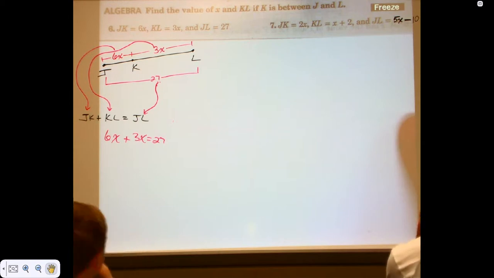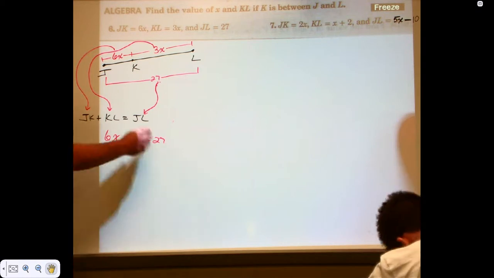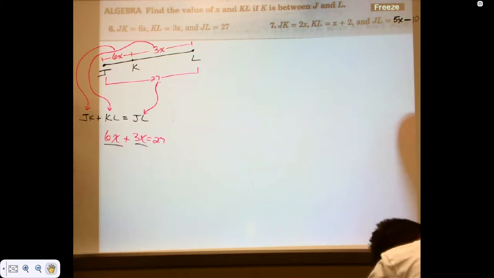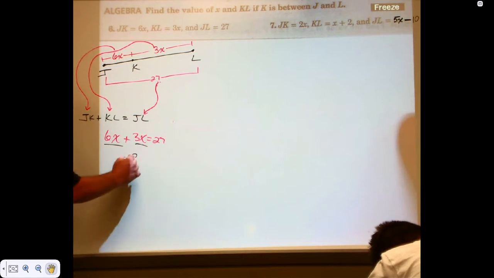Is this a hard equation to solve? Solve the equation. The reason they have the equation is because they wanted you to solve it. If it looks kind of odd, there's probably some simplifying to do. Is there some simplifying to do there? What do I get?